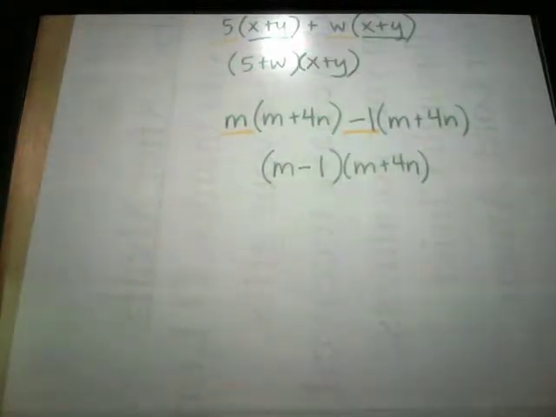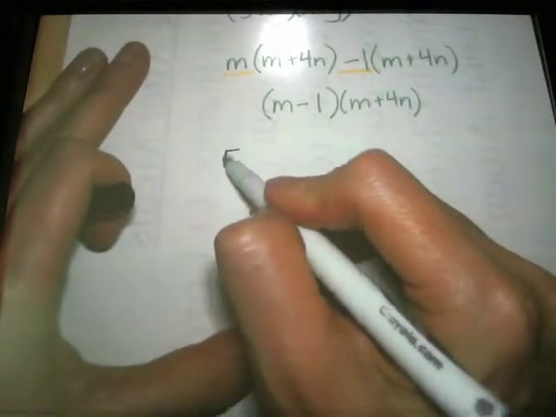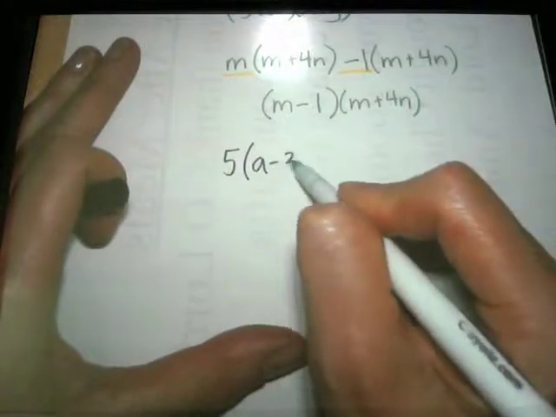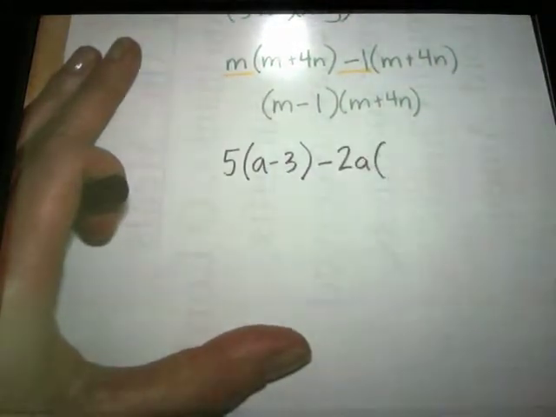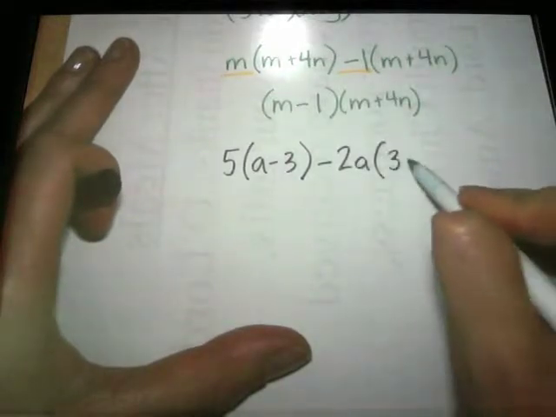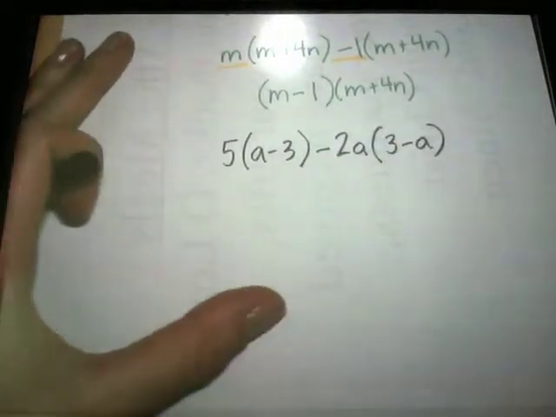I need to show you one more like this before we get into the actual factoring by grouping that matches with our title. One more. 5 times (a minus 3) minus 2a times (3 minus a).